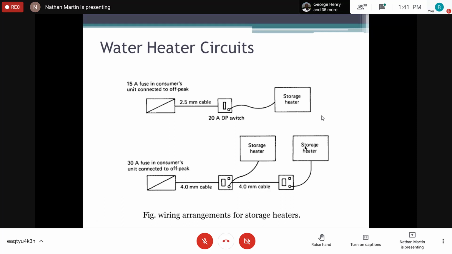Now, why would we want to put two water heaters on one breaker? It can be a case that we have two small water heaters supplying different sections of a building, right? And then in this case, rather than running separate cable, we actually buy a larger cable, and we are able to supply the two water heaters.